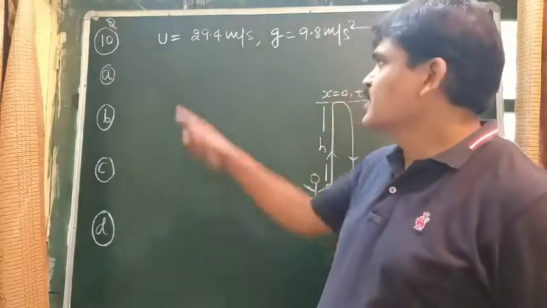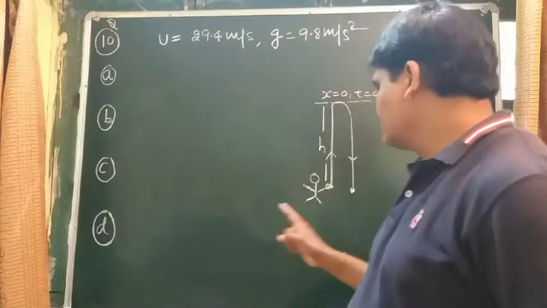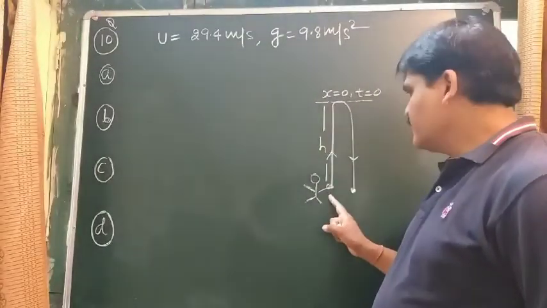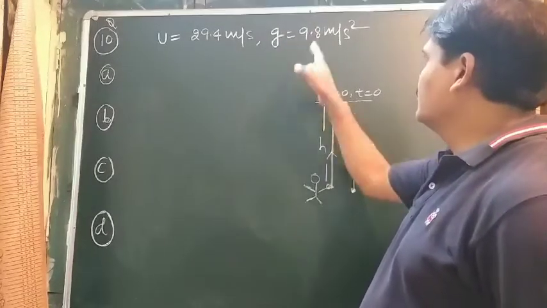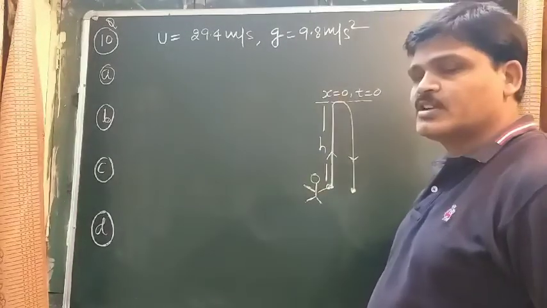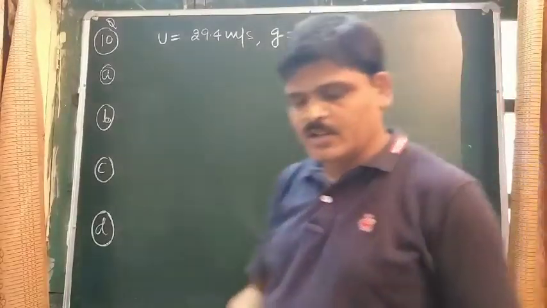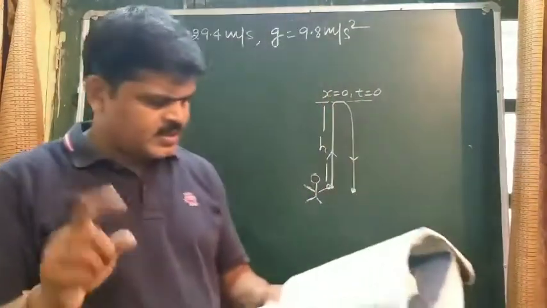So student, the initial velocity of the ball which is thrown by the player vertically upward is given, and g is equal to 9.8 meters per second squared, and we have to find four answers. First answer, what is it?